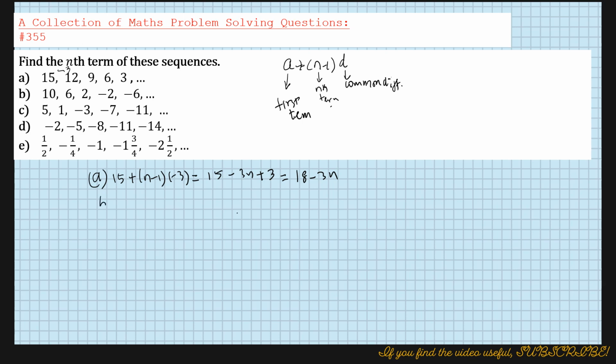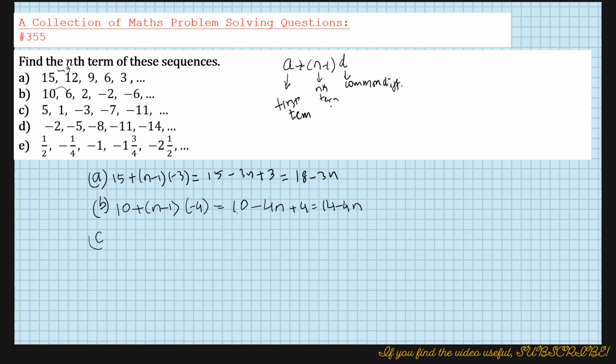So then if we do B, here you see A is 10 and plus n minus 1 times the common difference. The difference is minus 4. So we have to multiply by minus 4. That would give us 10 minus 4n plus 4. So that would give us 14 minus 4n.